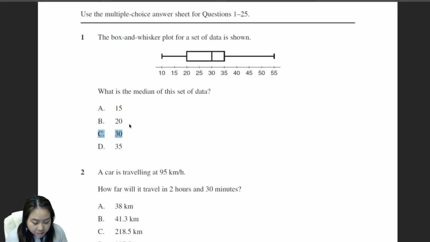The way that I would double check this question, there's nothing really much I can do apart from just looking at all the other three to see if they make sense or not. Now, looking at 15, it's in the middle of nowhere. That wouldn't be the median. 20, it's the end of the box here, and 35 is the other end, neither of which would be the middle. The middle would be the line that's in the middle, which is 30, so I'm pretty confident. So let's check the answers.